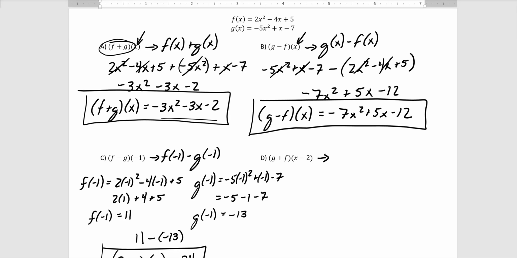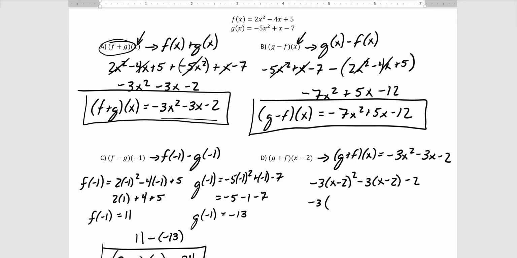So I'm going to have g plus f of x, just x, equals negative 3x squared minus 3x minus 2. Now let's plug in x minus 2 into this expression. So I'll have negative 3 times x minus 2 squared minus 3 times x minus 2, and then minus 2. So we'll have negative 3 times x minus 2 squared is x minus 2 times x minus 2. And then distribute our negative 3, so we'll have negative 3x plus 6, and then minus 2.